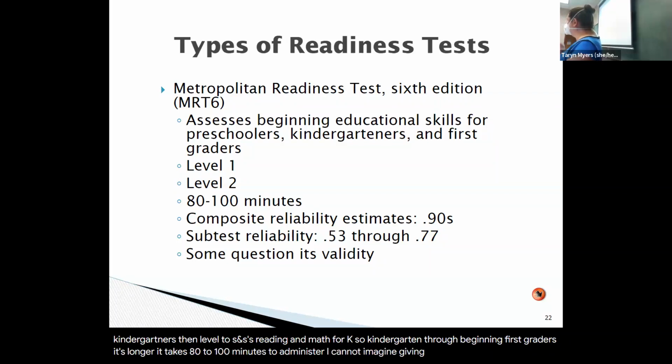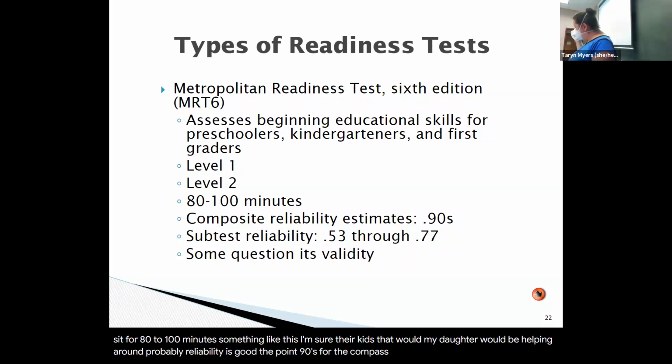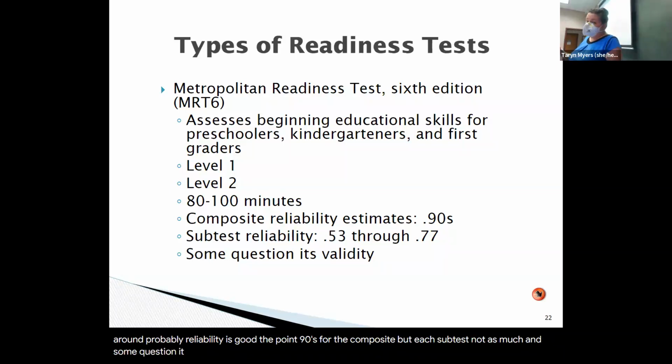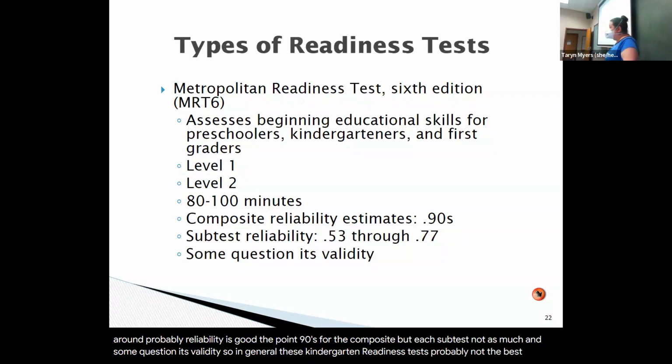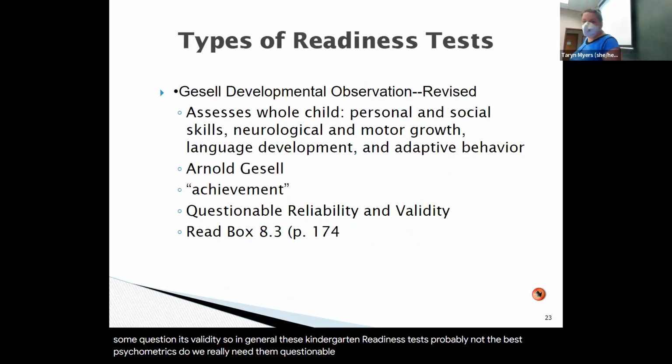I cannot imagine getting someone in the 4 to 6 range to sit for 80 to 100 minutes, something like this. I'm sure there are kids that would. My daughter would be up and around probably. Reliability is good, the 0.90s for the composite, but each subtest not as much. And some question its validity. So in general, these kindergarten readiness tests, probably not the best psychometrics. Do we really need them? Questionable.